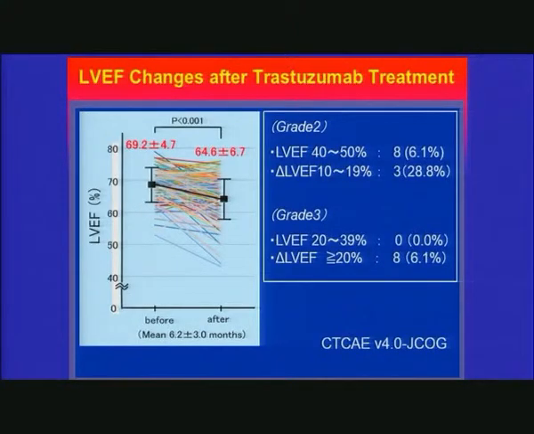And this is Herceptin treatment, ejection fractions in our institute, and the mean value is 69%, and 6 months after, the ejection fraction decreased to 65% on average. However, in some patients, the ejection fraction reduction is remarkable, to 40%. So grade 2 deterioration is observed in about 30% of the patients, and grade 3 in only 6%.